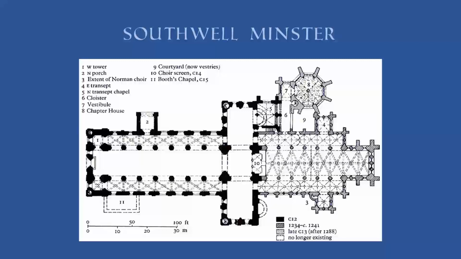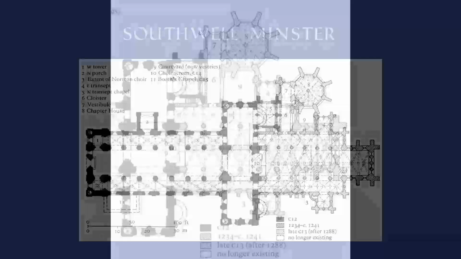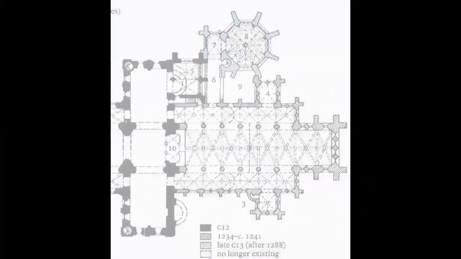Now, the other cathedral where it seems to be used, again, it has an octagonal chapter house on the north side of the building. This is Southwell Minster. Has some rather amazing green men in this chapter house. That's one of the things it's most well known for.